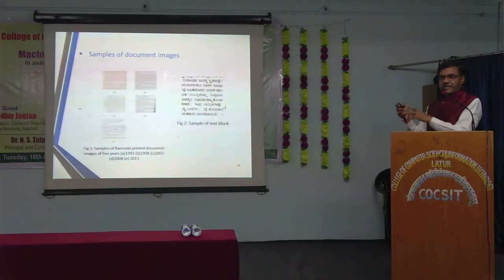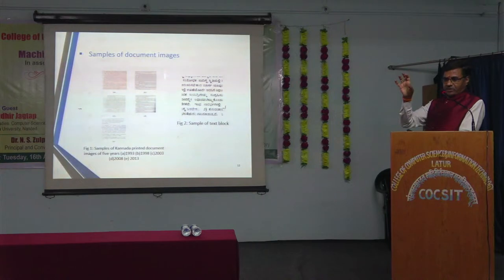Then we have made 5 clusters: 1,000 text blocks of 1993, 1,000 text blocks of 1998, 1,000 text blocks of 2003, 1,000 text blocks of 2008, and 1,000 text blocks of 2013. We have made 5 folders. All those 1,000 text blocks of the respective years, we dumped into them. Then we started to compute the features on the particular images.